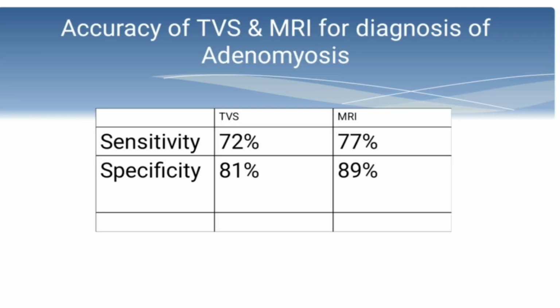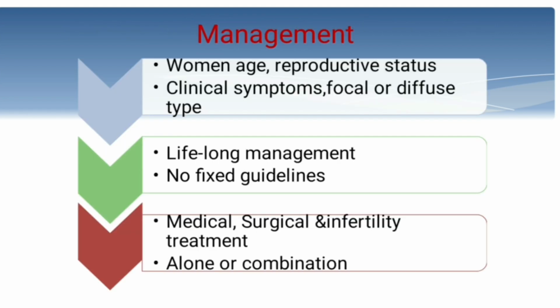Now the accuracy of TVS and MRI for diagnosis of adenomyosis. TVS is 72% sensitive and specificity is 81%. On the other hand, MRI sensitivity is 77% and specificity is 89%. So MRI is better than TVS in diagnosing adenomyosis.